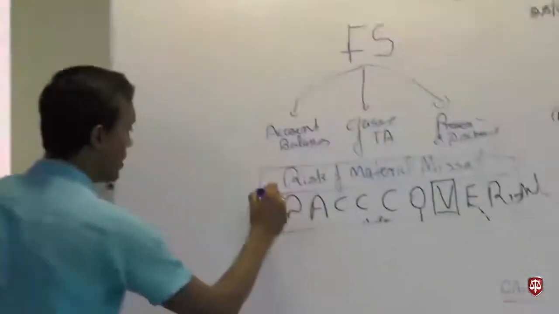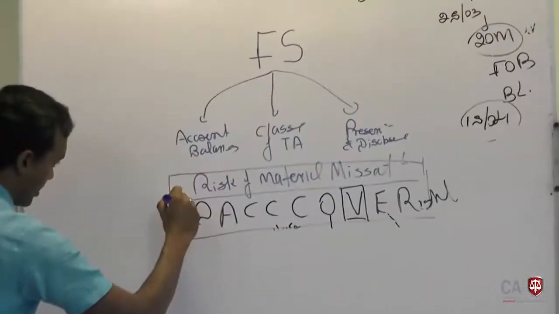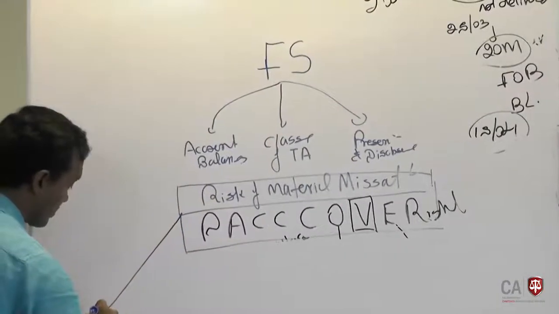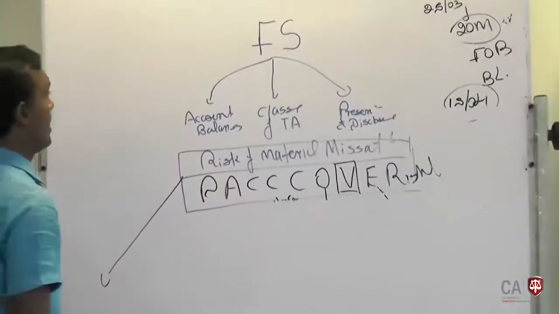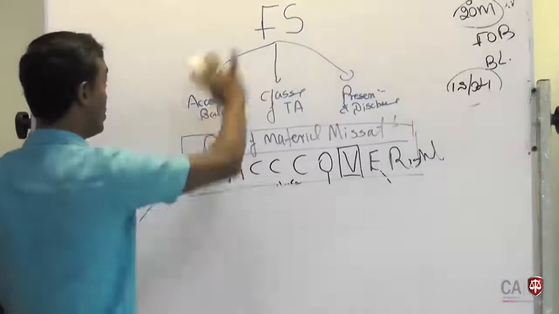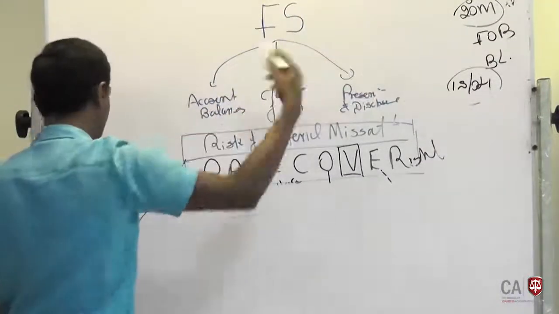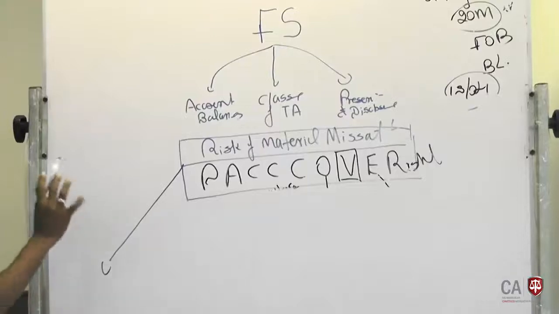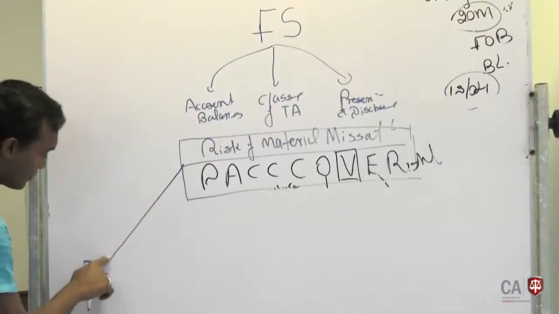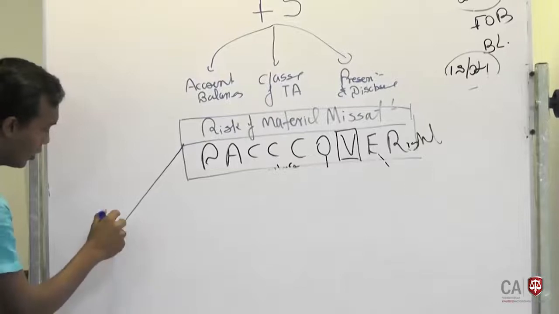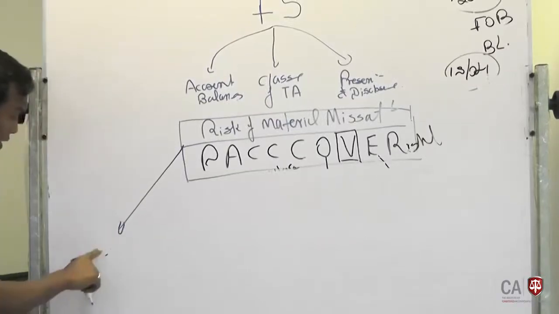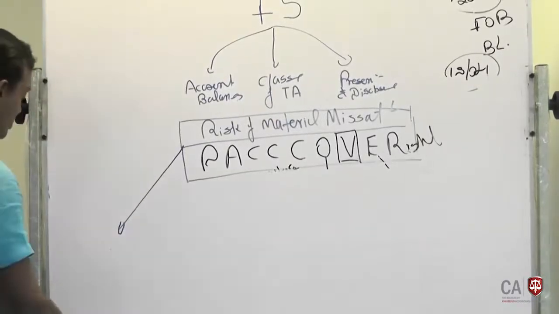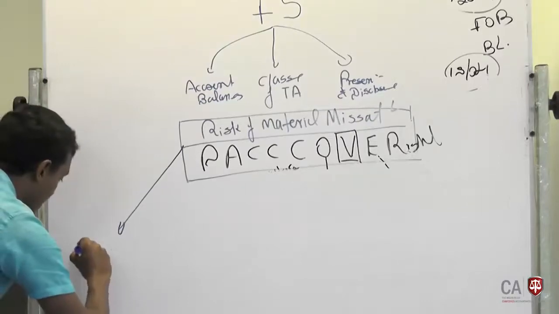There are two components of risk of material misstatement. Let me take this out. We'll draw a circle and explain to you later what it is. Before that, there are two parts of risk of misstatement. So this is one which we call inherent risk. Please make a record: inherent risk.